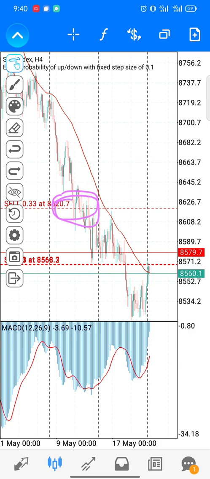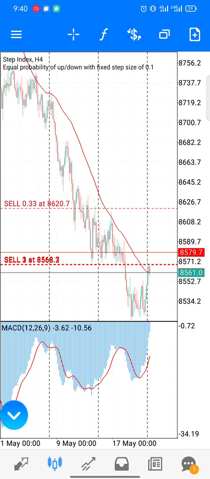So why did I take this other entry with a big lot size? That is what I will explain to you right now. Otherwise, I would have been ending with $200 profit right now, but I took the risk to use a big heavy lot size to get more money. Okay, I'll show you that.